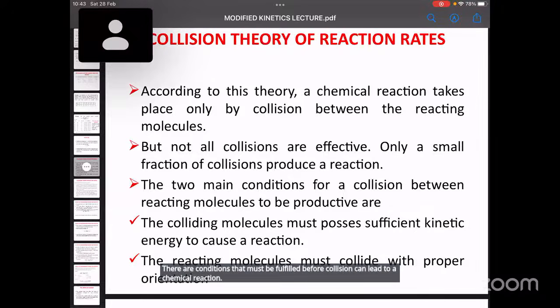The colliding molecules must possess sufficient kinetic energy to cause a reaction. That's one, sufficient kinetic energy. They must also have proper orientation.